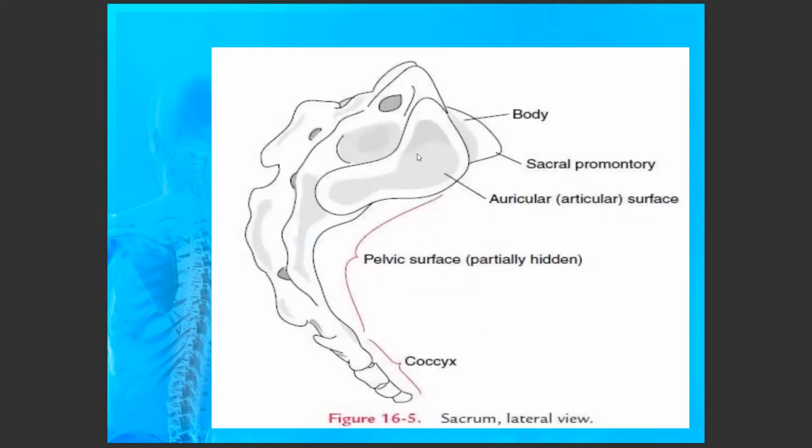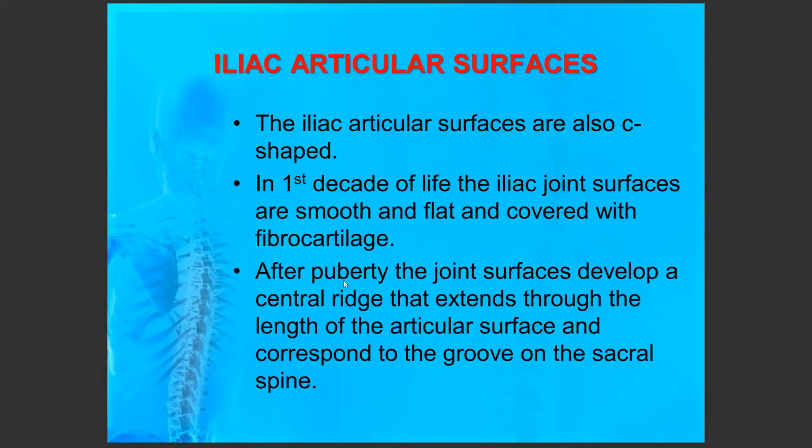This is the C-shaped articular surface. This is the anterior superior projection, which is called the sacral promontory. This is the body of the first sacral vertebra. The iliac articular surfaces are also C-shaped. They both correspond with each other.